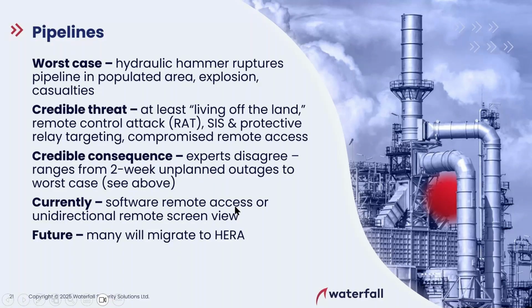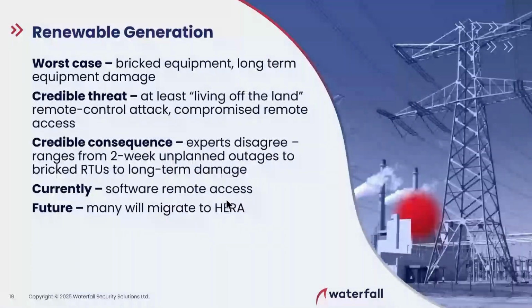But let me come back to renewable generation. It's a little different. What's the worst case? You brick the PLCs, you erase them, or you get long-term damage to the turbines, which are the blades and the equipment that generates the power as the blades turn. That's your worst case impact. What's a credible impact? Well, living off the land is another credible scenario here. Remote control attacks, pivoting attacks are credible scenarios.